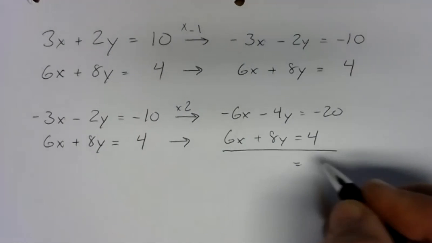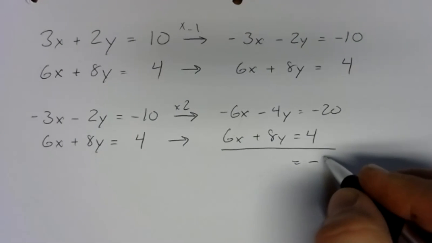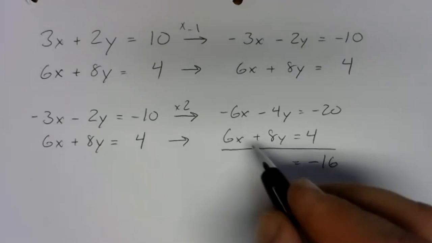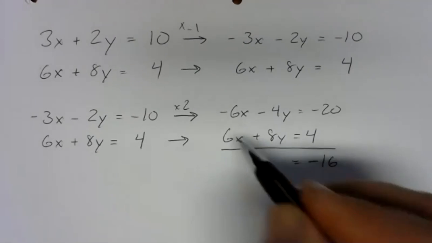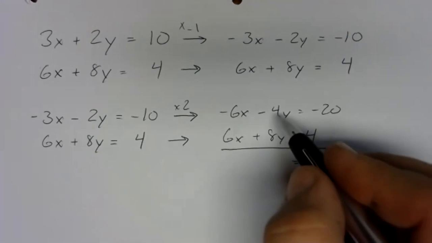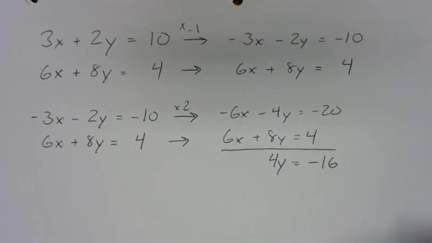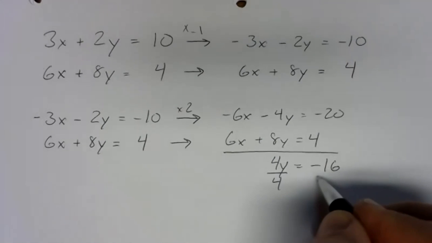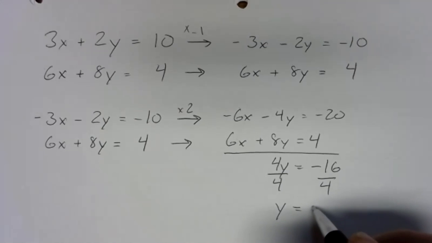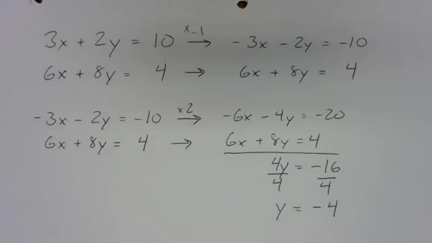So if we add the equations together on the right, we've got -20 plus 4, that's a -16. And we add on the left, -6x plus 6x is 0. We've got -4y plus 8y, that's a +4y. Now we can solve that, divide both sides by 4, and it looks like y is -4. So we've successfully eliminated x, and we've got half of our answer. We've got a value for y.